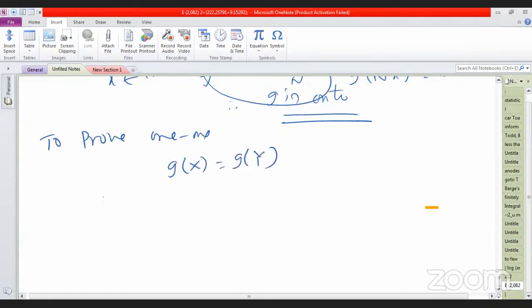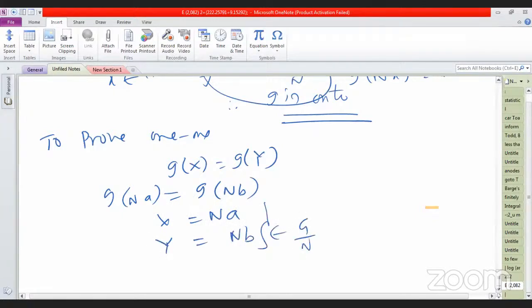G of I, we can write it or not? Yes, sir. G of N of B is equal to N of P. Yes. Is equal to N of A, B belongs to G N by N, A or is not? N of P, we can write it, yes or not? Yes, sir.